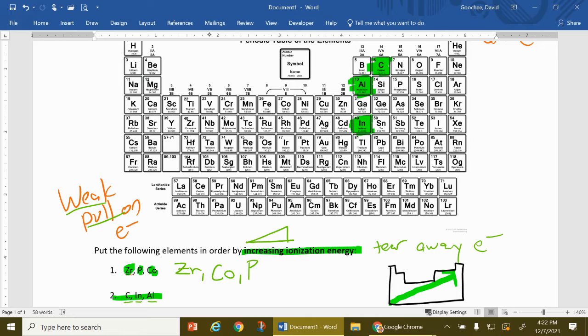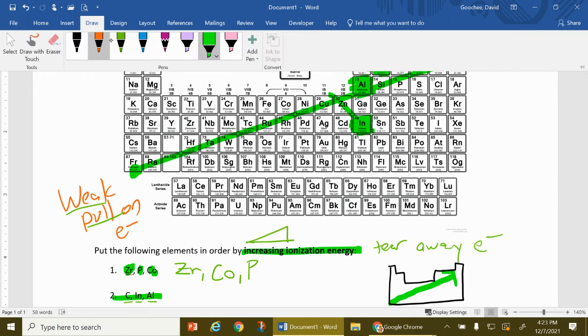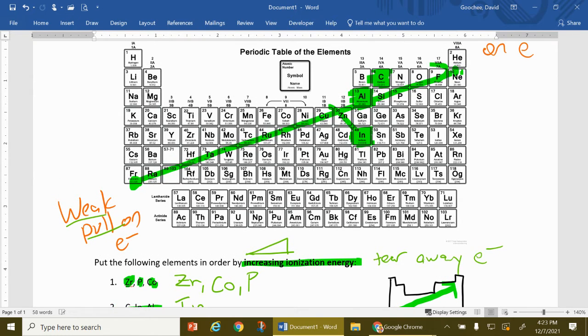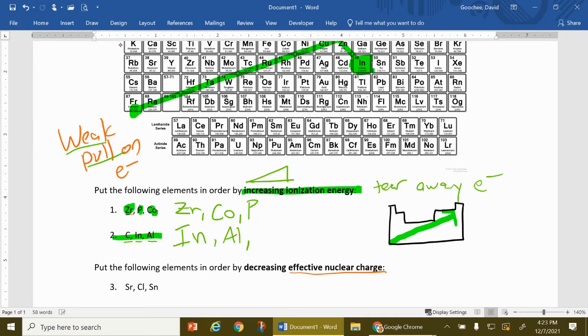Again, the trend is going from bottom left to top right this way. First, the lowest is going to be indium. The next one is going to be aluminum. And the last one is going to be carbon. So increasing ionization energy goes indium, aluminum, carbon. Indium is the easiest to pull electrons off of, followed by aluminum, and lastly, carbon. Okay, so there we go. That is periodic trends.